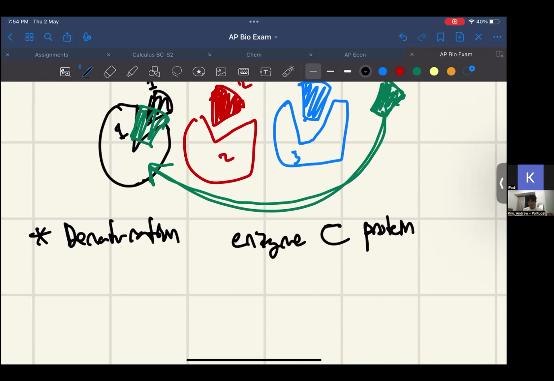Now, you will learn this. I'm pretty sure you learned this in pre-calculus. It's a sign you use in set theory, but whatever. Enzyme is a part of protein. Enzyme is a type of protein, so enzymes do also go through denaturation, okay?